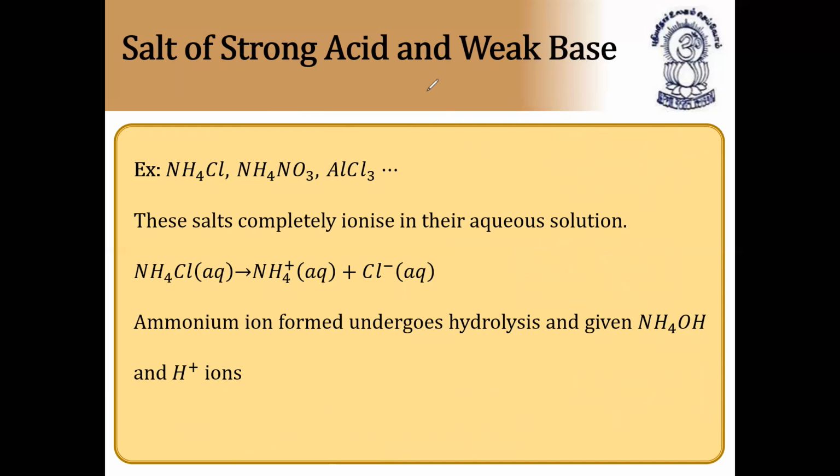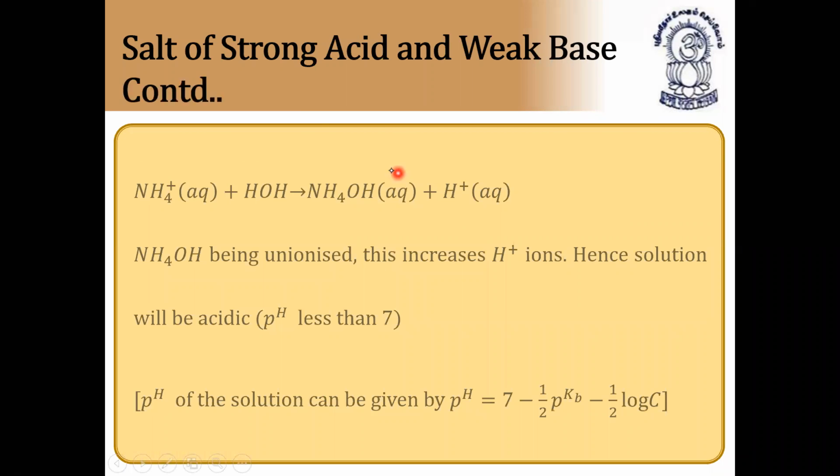Next, continuation: salt of a strong acid and weak base. Ammonium ions combine with water and form ammonium hydroxide and H plus ions. Ammonium hydroxide being unionized, this increases the H plus ion concentration. Hence, the solution will be acidic and the pH is less than 7. For this type of salt, the pH will be less than 7 because H plus ions are formed. As H plus ions are present, the solution becomes acidic, so the pH will be less than 7.